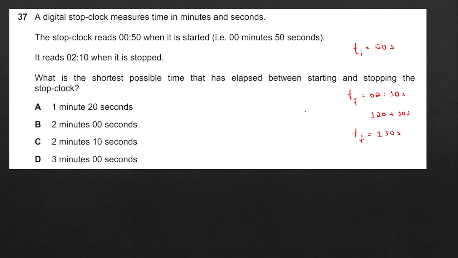Now if I want to find the change in time, the time elapsed, it will be T final minus T initial, that will be 130 minus 50, which is 80 seconds. Now in our options we don't have 80 seconds, the answers are given in terms of minutes and seconds. So here we can convert 80 seconds to 1 minute and 20 seconds. So the correct answer is option A.